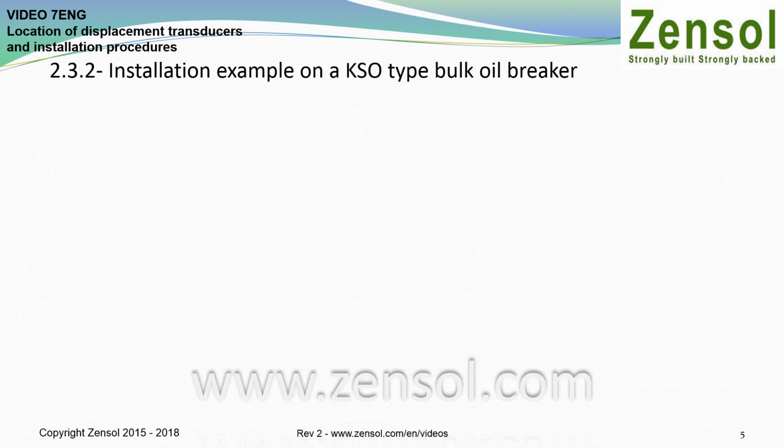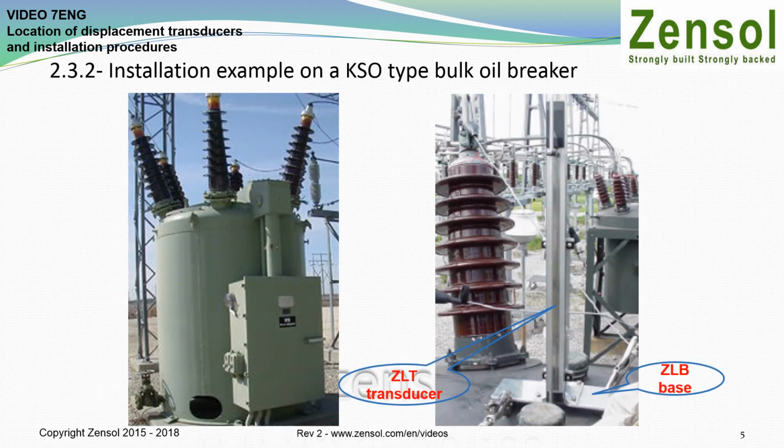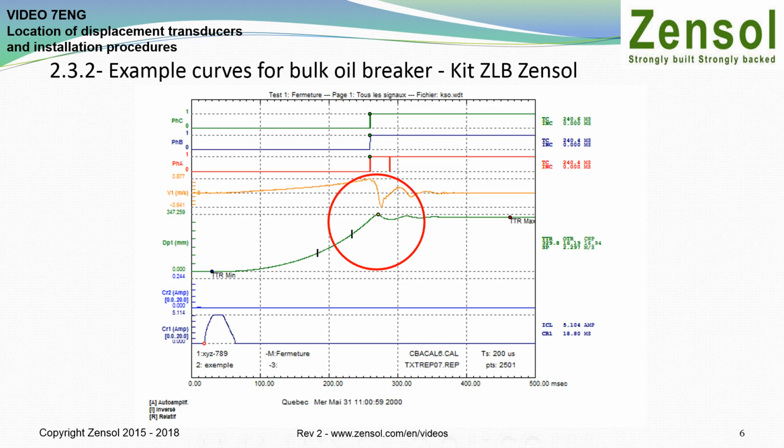Installation example on a KSO-type all-coil breaker. The breaker mechanism's motion gives a good idea of what type of transducer and mechanical adapter to use. If it is strictly linear, as in the case of the KSO, a ZLT600 transducer and a ZLB mechanical adapter are used, as shown in this slide. Example of displacement and instantaneous speed curves recorded on a ball coil circuit breaker.